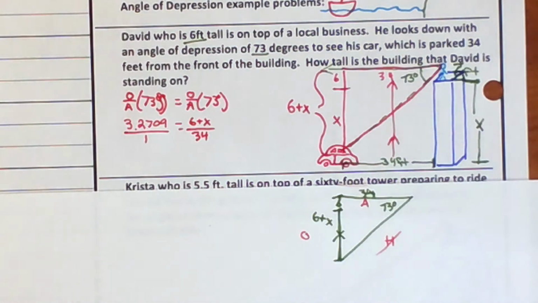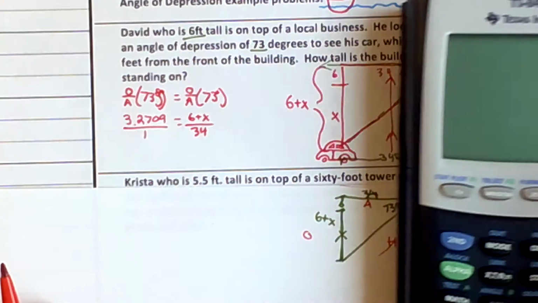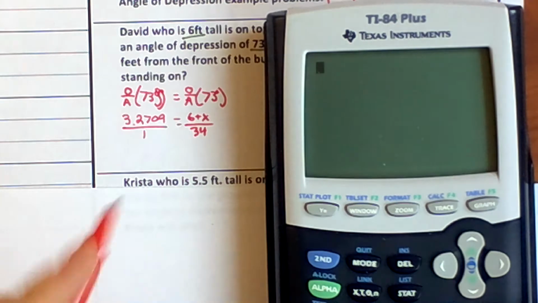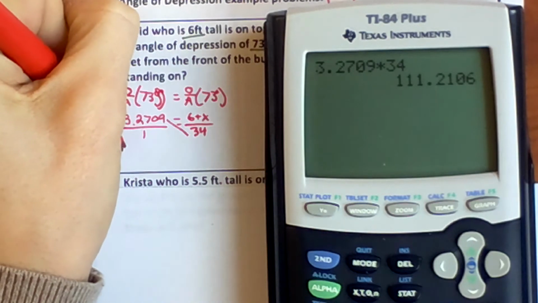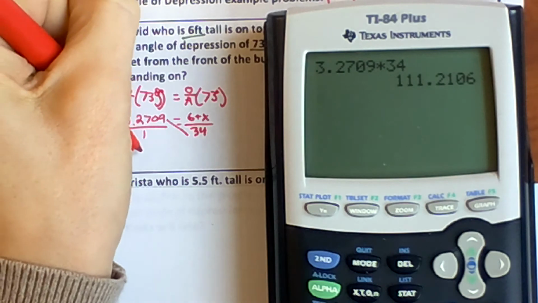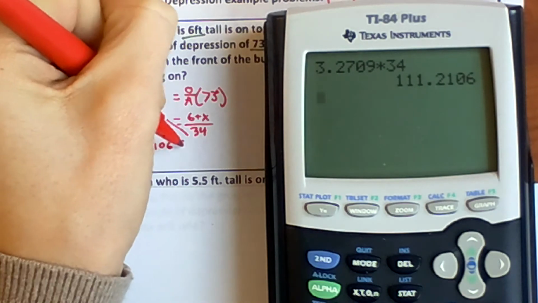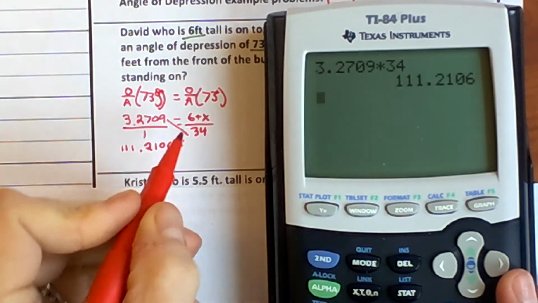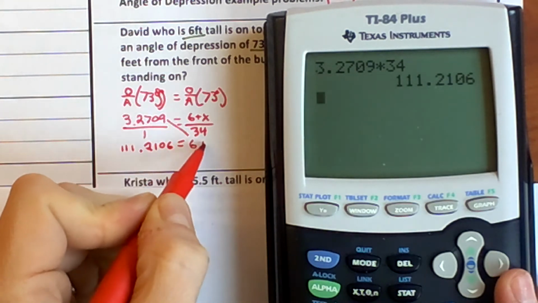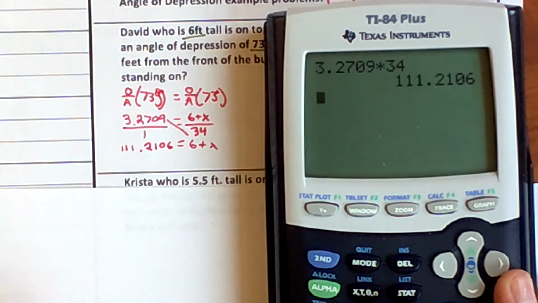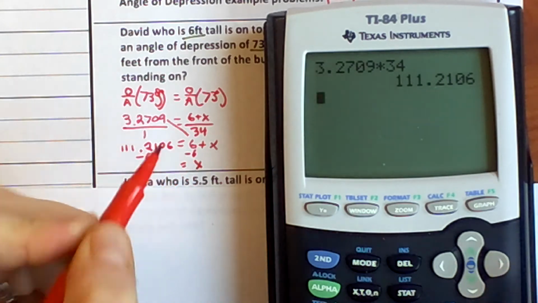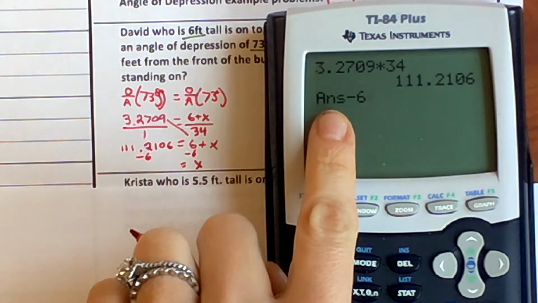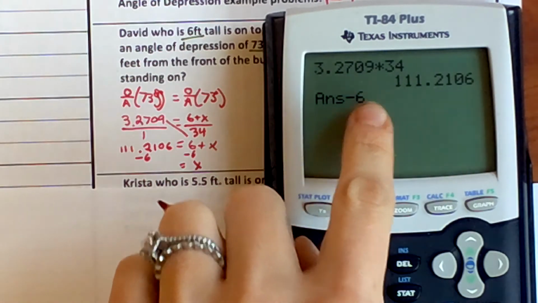So now I can cross multiply and divide. So let's get our calculator. And I'm going to go ahead and multiply those two. So 3.2709 times 34, I get 111.2106 equals, and then I'm going to multiply these two together, so that's just 1 times this, it's just going to stay the same. So now what's going to happen here is I'm going to have to subtract 6, and so I get x equals, and I'm going to leave this in my calculator, just hit -6, so it'll take the answer from above and subtract 6.